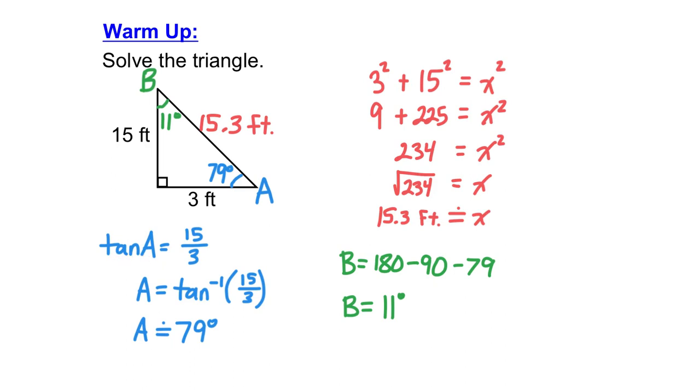I knew I could use tangent because from this angle, 15 feet is opposite, 3 feet is adjacent. Opposite and adjacent, I know I use tangent. So when I solve that, I get 79 degrees. And then to find the top angle, which I've labeled as B, I knew that all three angles inside a triangle have to add up to 180 degrees. So if I take this 90-degree angle and this 79-degree angle away from 180, whatever's left over is the angle at the top, 11 degrees.